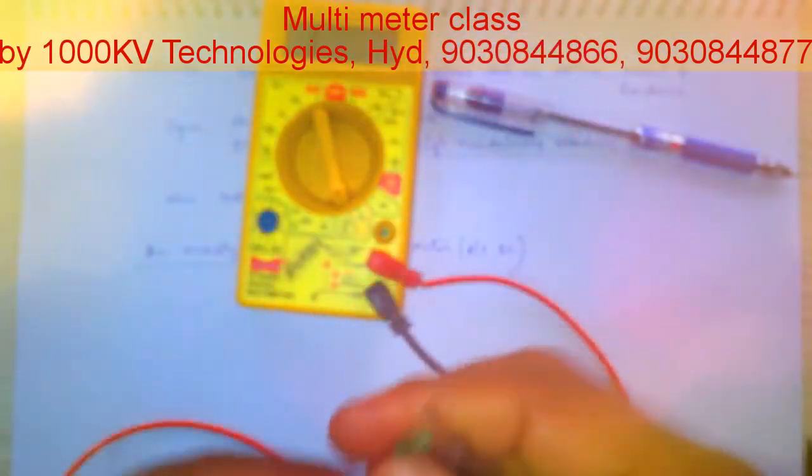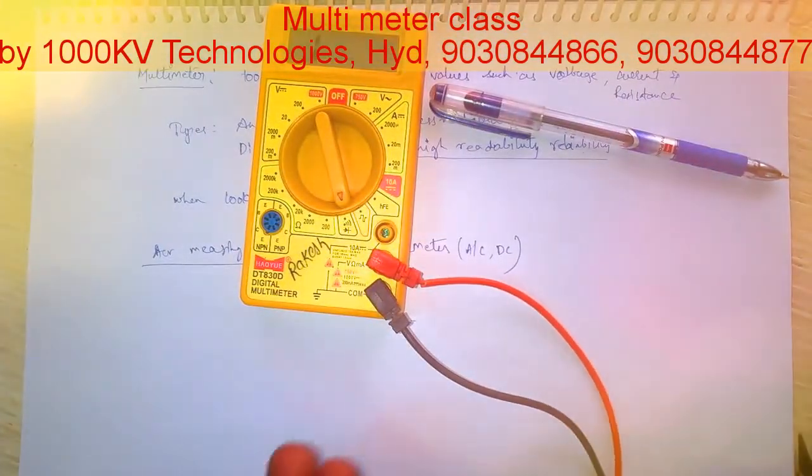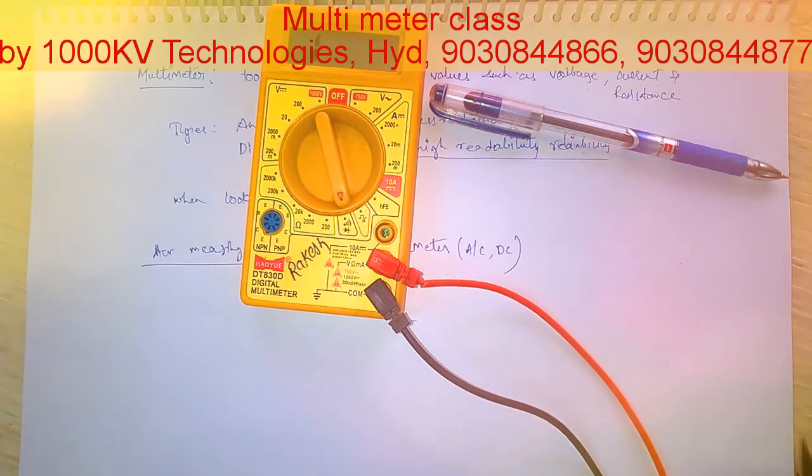Okay, right? By this way you can check diodes and currents, voltages, resistance using multimeter. This is about multimeter and how to use all the meters present in the multimeter. Thank you.